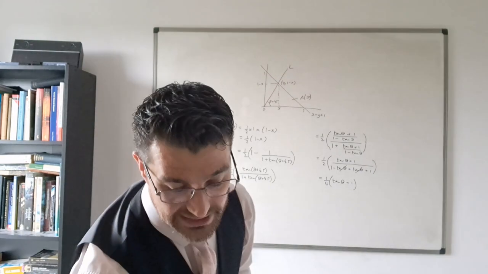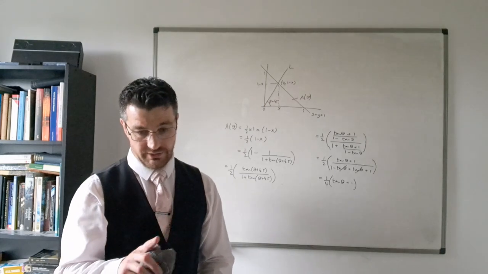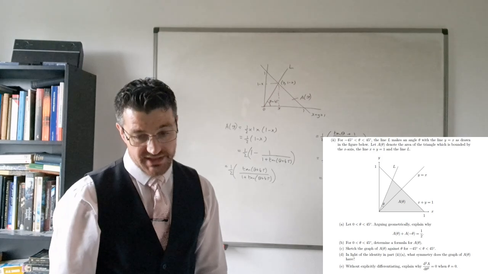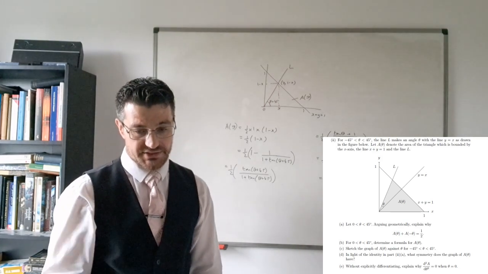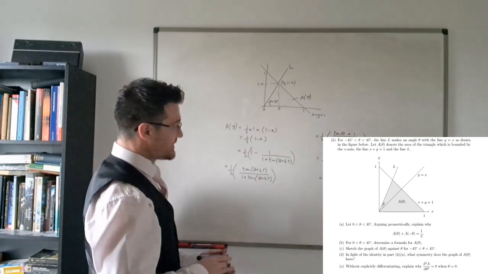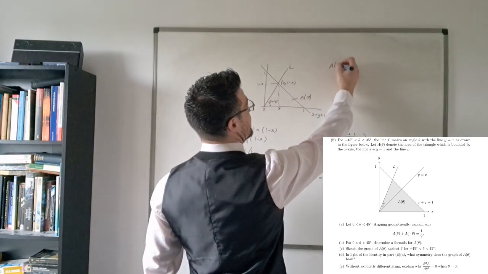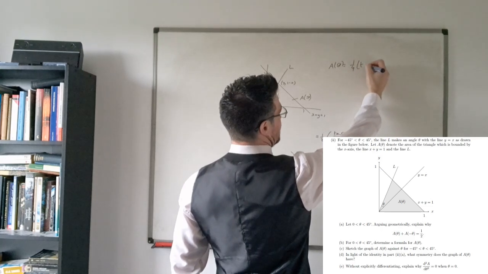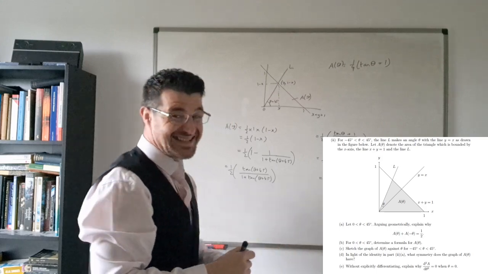Right, so the next part is: sketch the graph of A of theta against theta for minus 45 degrees less than theta less than 45 degrees. In other words, we need to sketch the graph of this. So let's write it up here. A of theta is equal to a quarter (tan theta plus 1). Now this is dead easy, by the way.